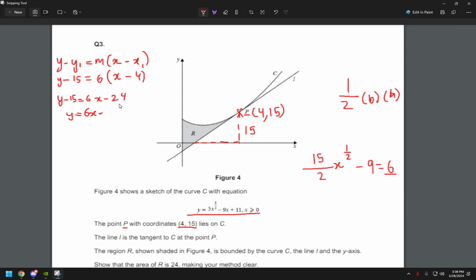Minus 24 plus 15 is minus 9. So that's the equation of the line right here. Now we can find out where it hits this spot here and where it hits this spot here. To find out where it hits the x-axis, you make y 0. Okay. So it becomes 6x. If I brought 6x here, it would become minus 6x.